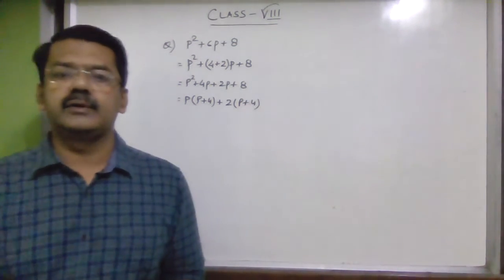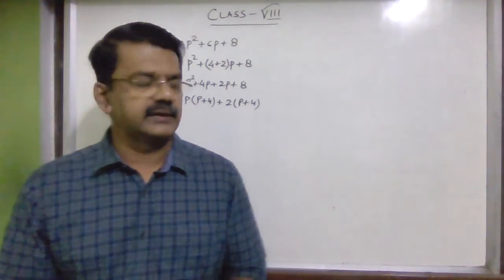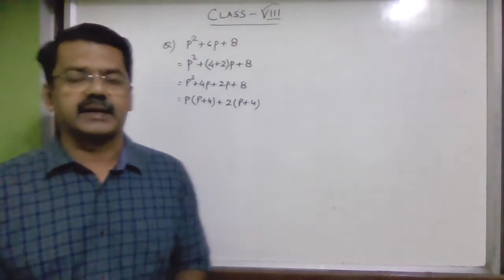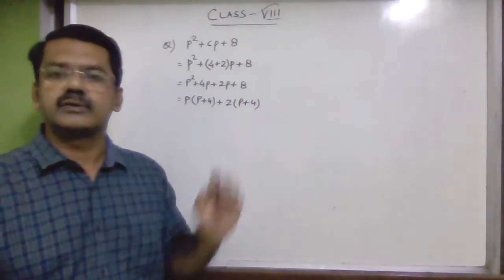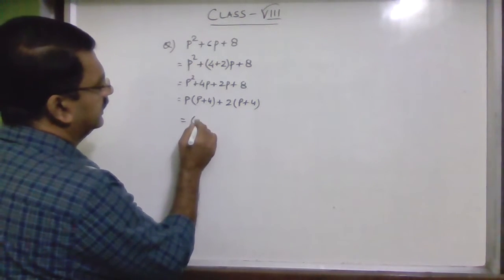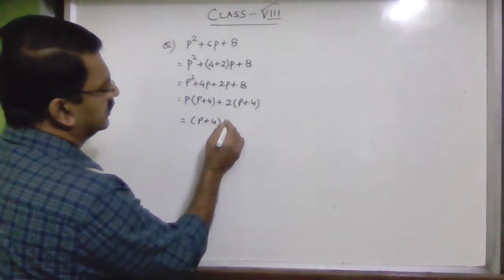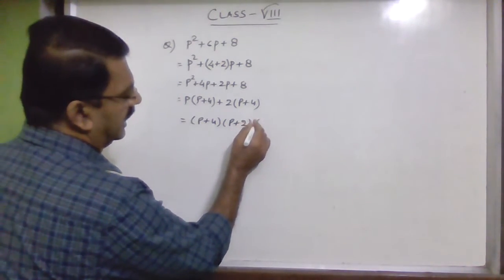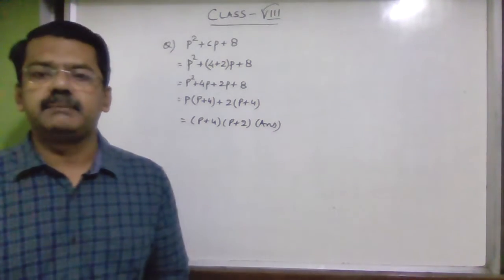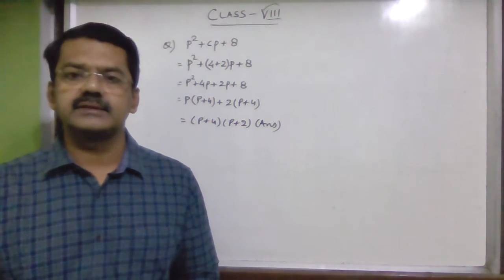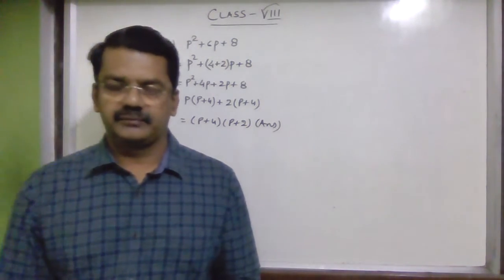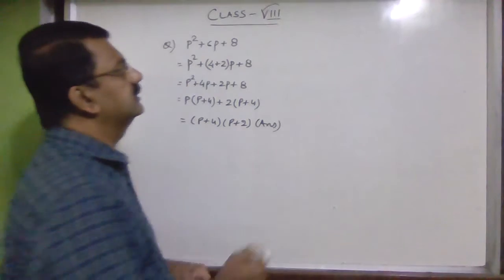Now if you are doing the sum correctly, you will get the same terms inside the bracket. So if this is p plus 4, this will also be p plus 4. Now you take p plus 4 common, so in the other bracket you will have p plus 2, and that is your answer. The factors are p plus 4 and p plus 2. That is your answer. Now, the next question.